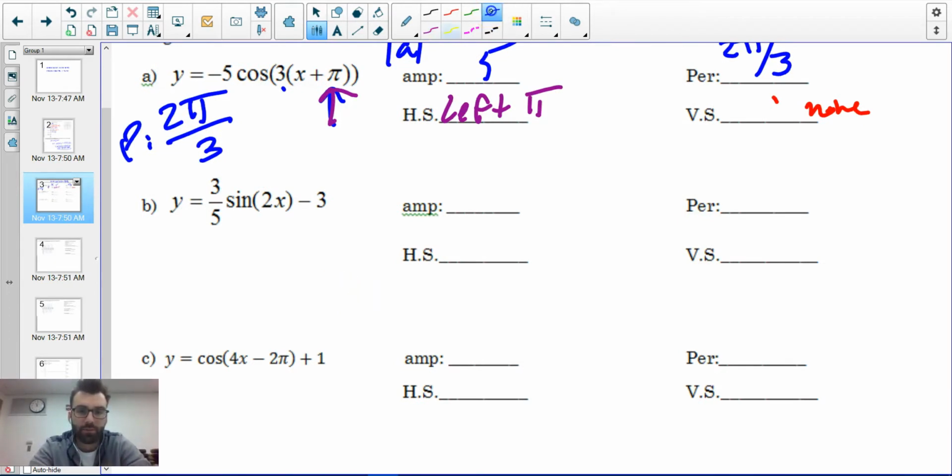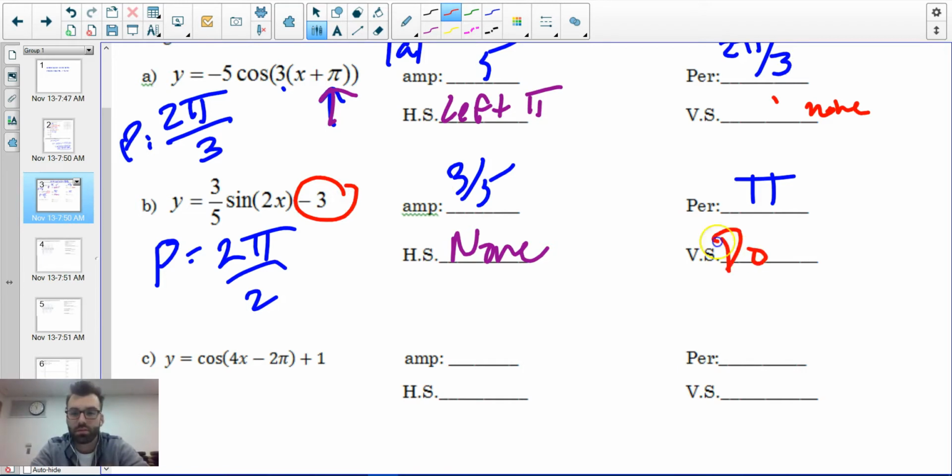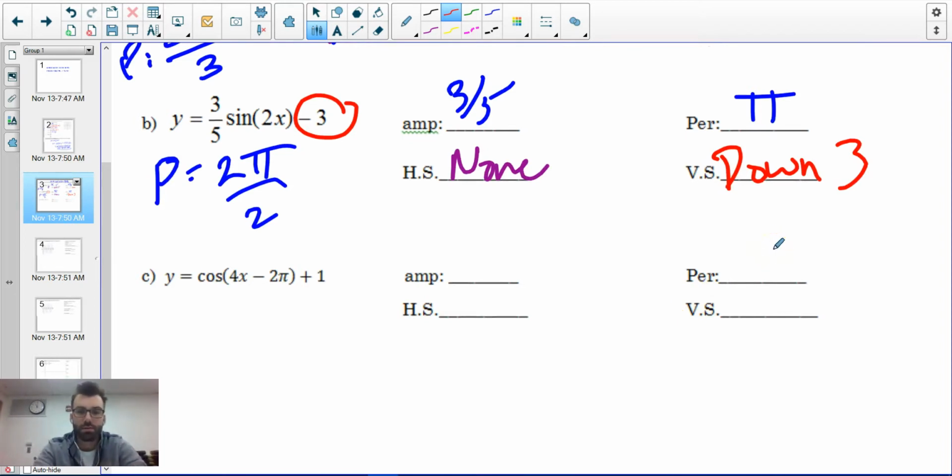Here, second one, amplitude. Absolute value of A, 5. Period, 2 pi over 2, so pi. Horizontal shift, none. Vertical shift, my D value, down 3, which would shift my midline. Remember that.